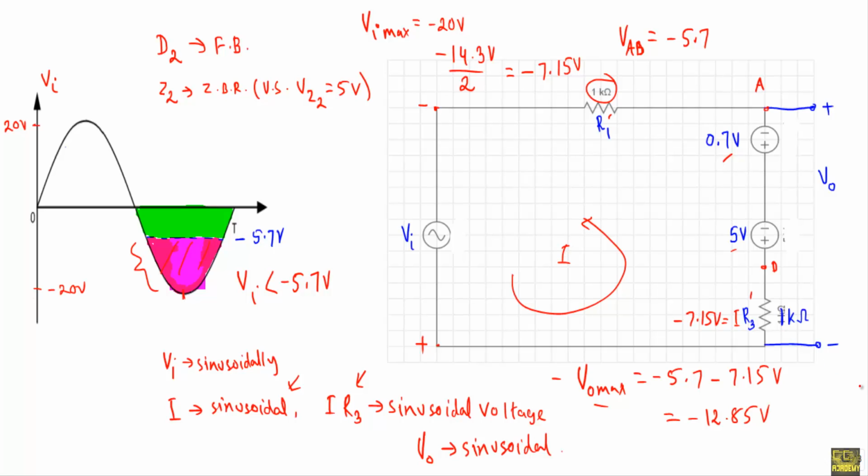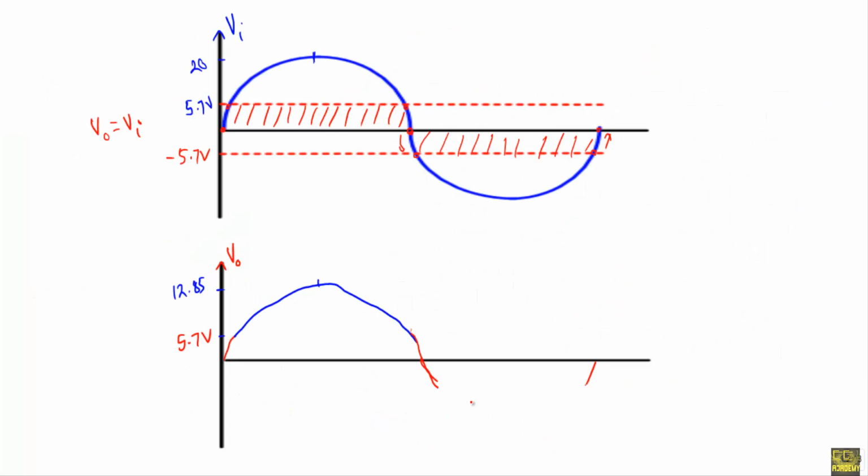Okay, let's say this is minus 20 volt. So our minus 12.85 will be, let's say, here. Our output voltage should change sinusoidally. This was minus 5.7 volt. So our output will look like this. You will see the clear picture of the output voltage in the Multisim simulator when I show you the simulation.